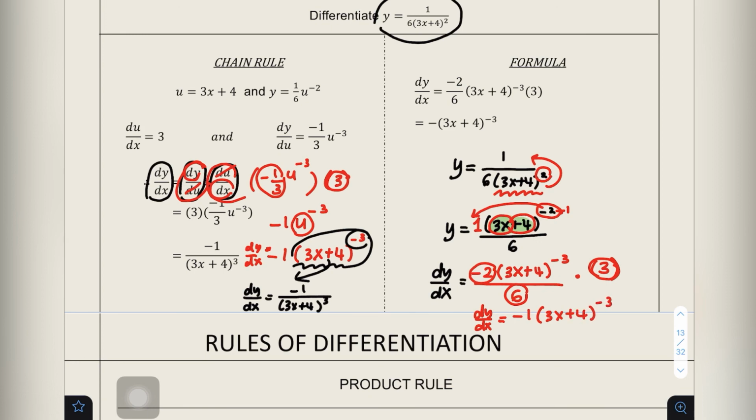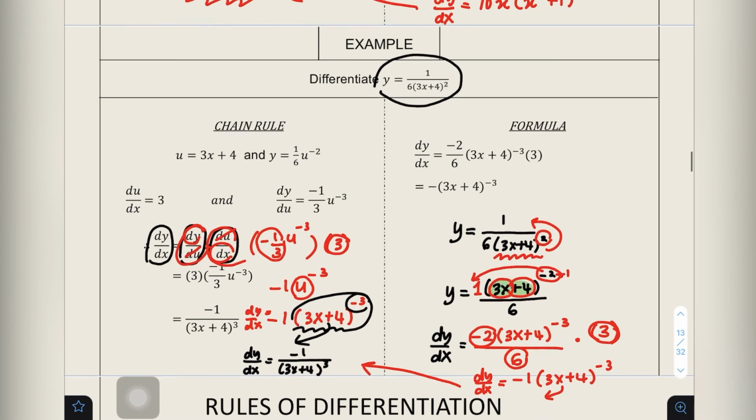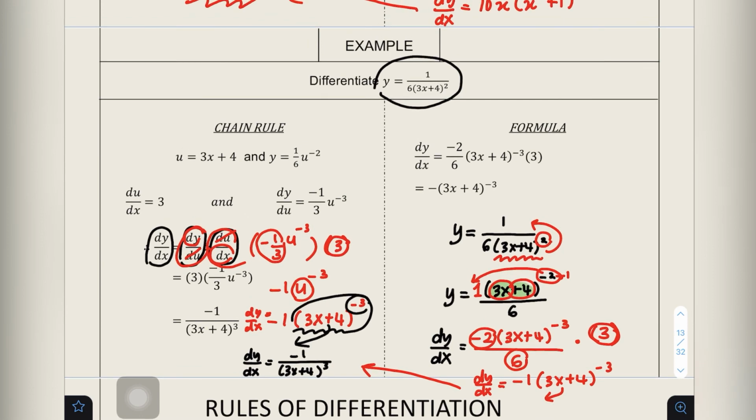And again, you can bring it down to the denominator. You will get the same answer as the one we got using the chain rule. Okay, so that is how we can differentiate the composite function.